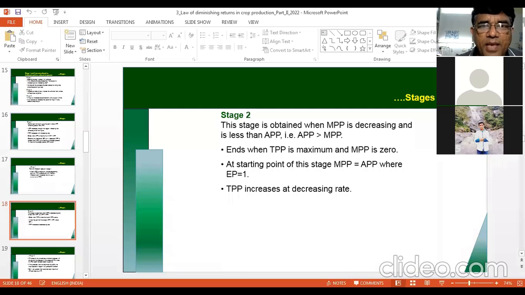MP is less than AP. AP is more than MP here, stage 2. Stage 2 ends when TP is maximum and MP is 0. At the starting point of this stage, MP is equal to AP where EP is 1. When these two join, when they are equal, at that particular point, EP is 1. Elasticity of production is 1. And then EP will also fall. So TP increases at a decreasing rate.